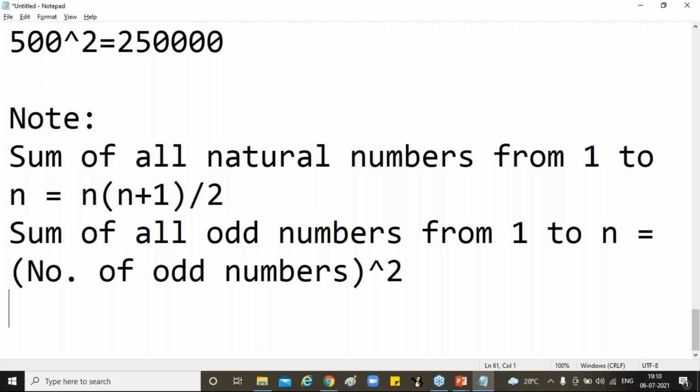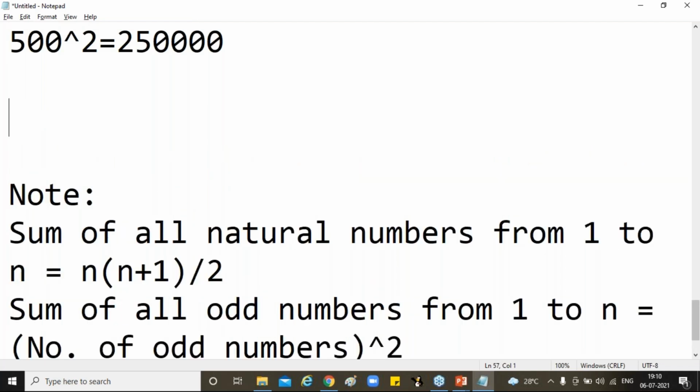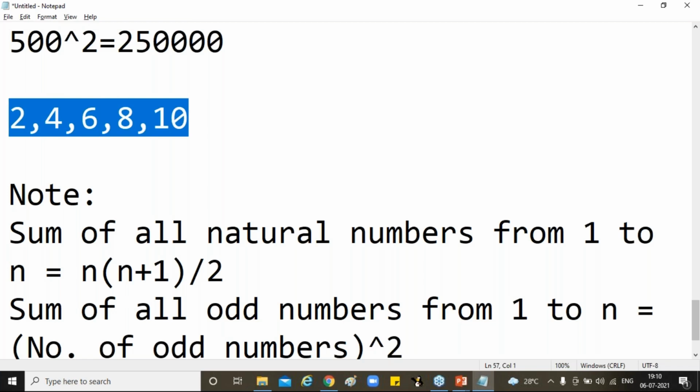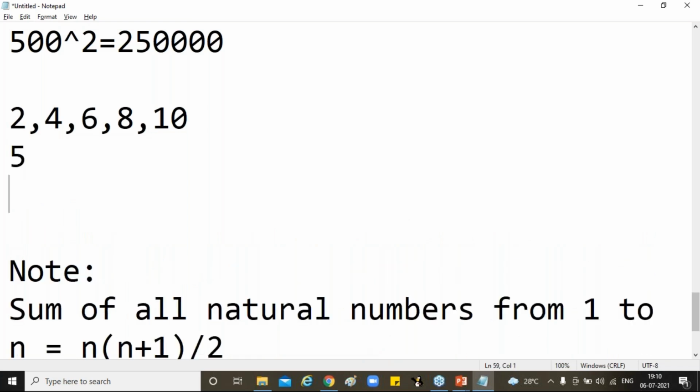From 1 to 10, 5 odd numbers; 1 to 20, 10 odd numbers; 1 to 50, 25 odd numbers; 1 to 300, 150 odd numbers. Similarly, someone may have a doubt: sir, what if I want to go for the even number sum? So how many even numbers are there here? 5 even numbers from 1 to 10.